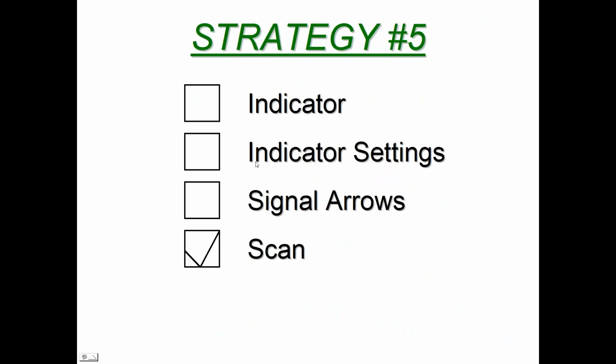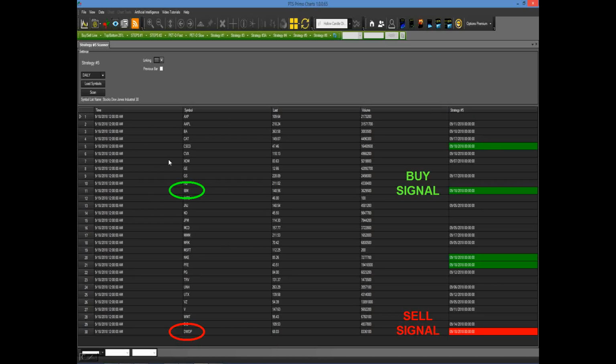On the platform, you click on strategy number 5. This drop-down menu appears. You click on scan. This window will appear. You'll see a series of green and red bars. The green bars mean that those are the buy signals for the next day in strategy number 5. The red ones mean these are the sell signals.